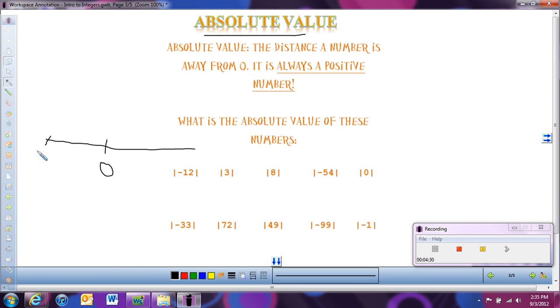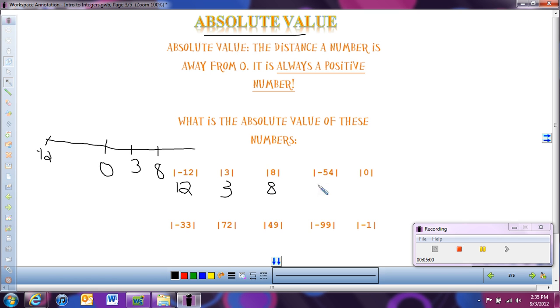So -12 is down here. How far is -12 away from 0? It's 12. 12 units away from 0. So the absolute value of -12 is 12. The next one is 3. So here's 3. The absolute value of 3, how far is it away from 0, is 3. The next one, absolute value of 8, it's moving down here a little bit further. How far is 8 away from 0? That would be 8 units.